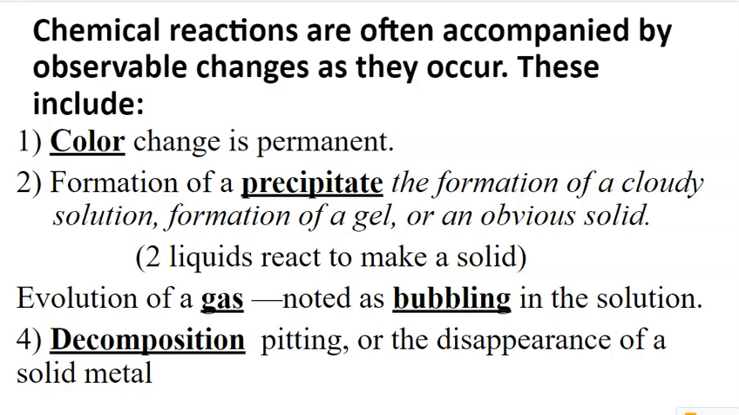The next sign is an evolution of gas. So this is bubbling. If you do the DIY volcano experiment, you will be able to do that. So baking soda and vinegar, you will see that it bubbles up. That's a sign that a chemical reaction has occurred. And another sign is decomposition, pitting, or the disappearance of solid metal. So think about rust, right? That is a sign that a chemical reaction has occurred.